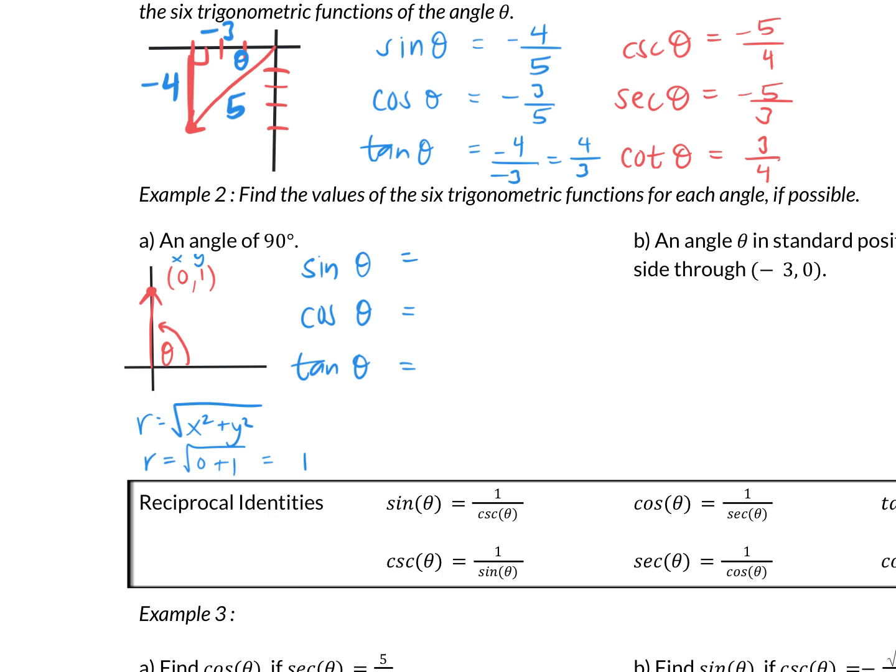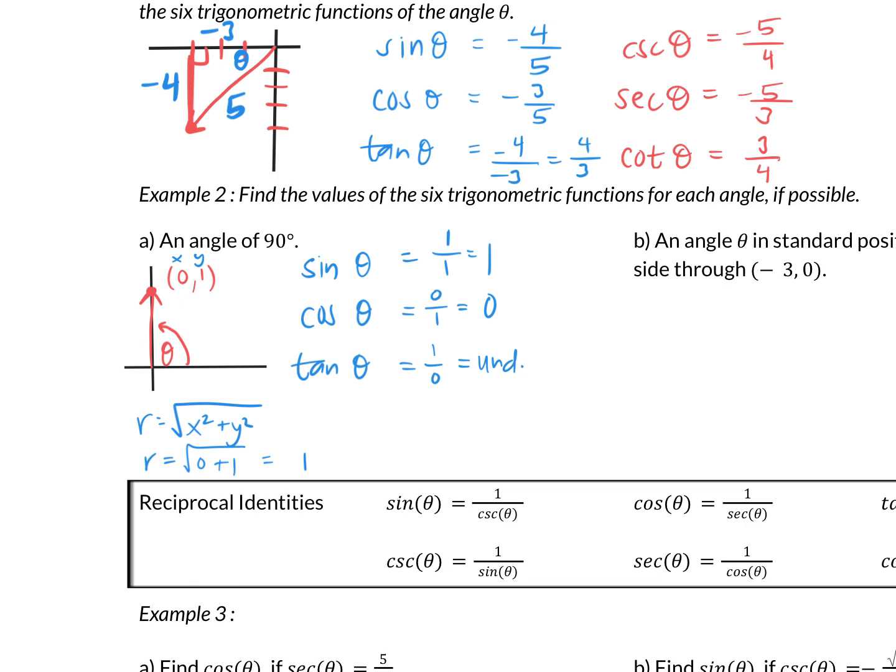Okay, so sine is your y value over your r value. So my y value is 1 over 1, which is going to give me 1. Cosine is my x value over that r value. So cosine would be 0 over 1, which would equal, is that 0 or undefined? 0. And then tangent is my y value over my x value. So I have 1 divided by 0, and 1 divided by 0 is undefined.